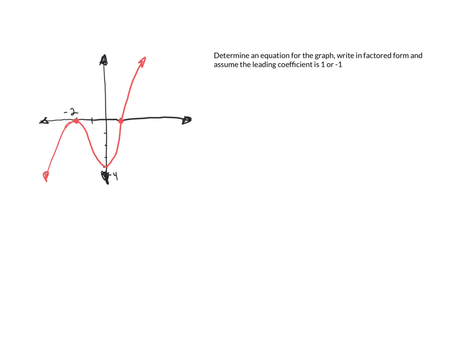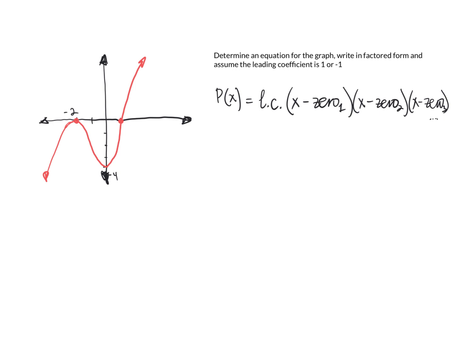When we write equations for polynomial functions, they will always be in the following form. P of x, or sometimes you may see f of x, k of x, it really doesn't matter. I'm going to use p for polynomial. And then on the right side of the equal sign, it's the leading coefficient times x minus zero number 1, times x minus zero number 2, times x minus zero number 3, etc., depending on how many zeros you have.